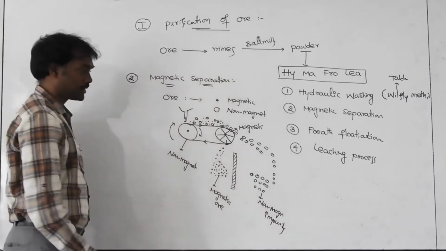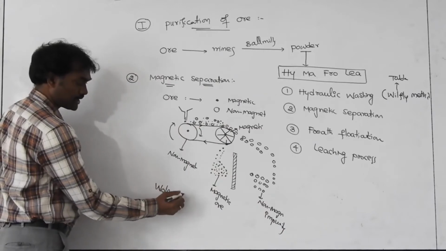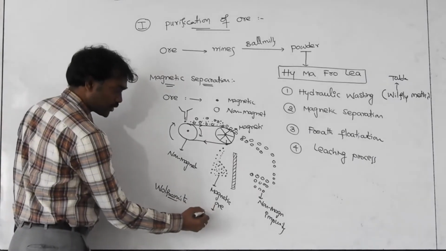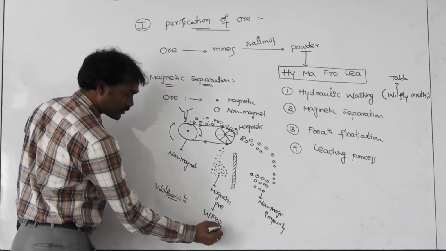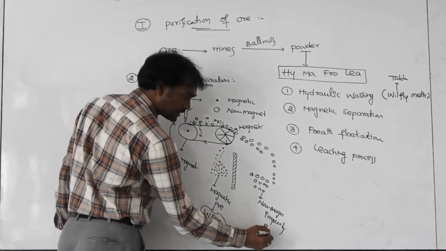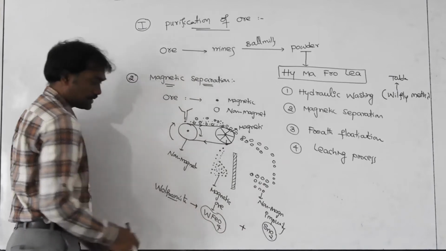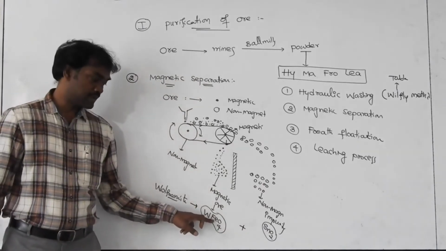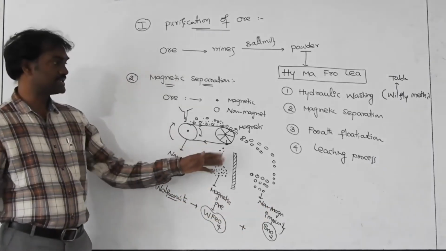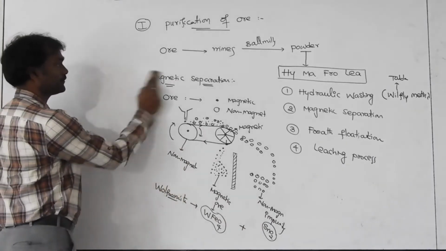So what is the best example? That is wolframite. We have already seen wolframite. It is a combination of magnetic ore, the WFeO4 compound. The iron is an impurity with the SnO2. So the main component of wolframite is this, which has a magnetic nature. Next, SnO2 is the impurity, that is a non-magnet. So you can easily separate it in the magnetic separation.